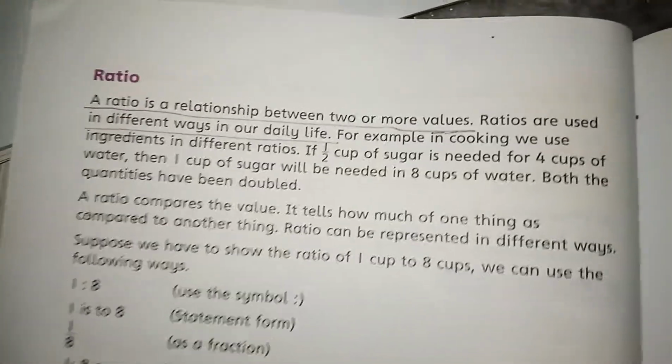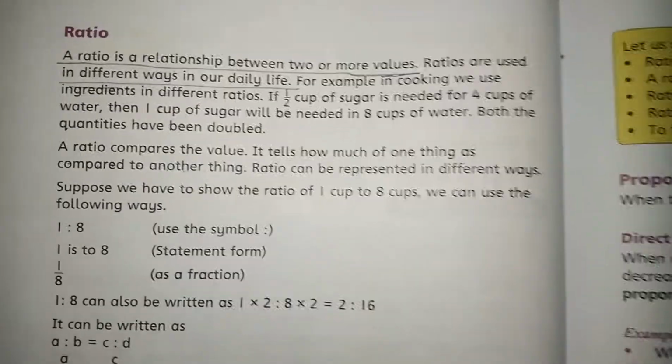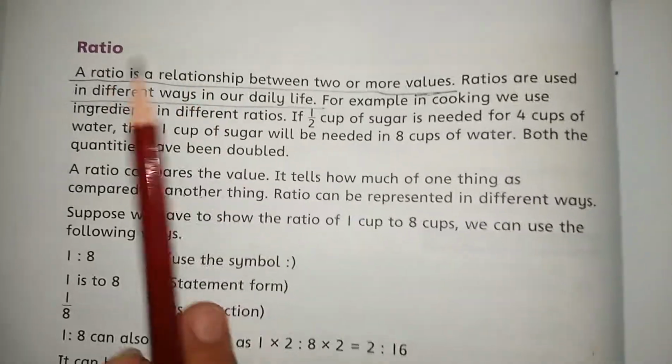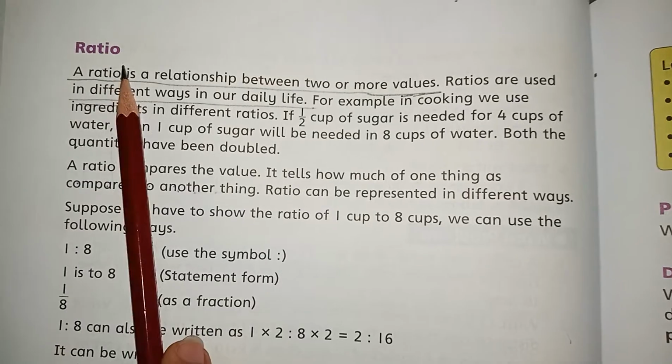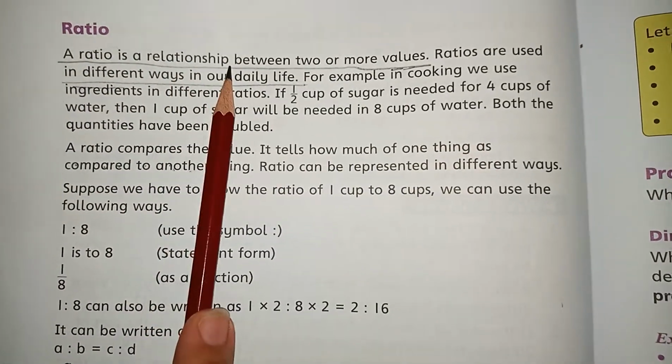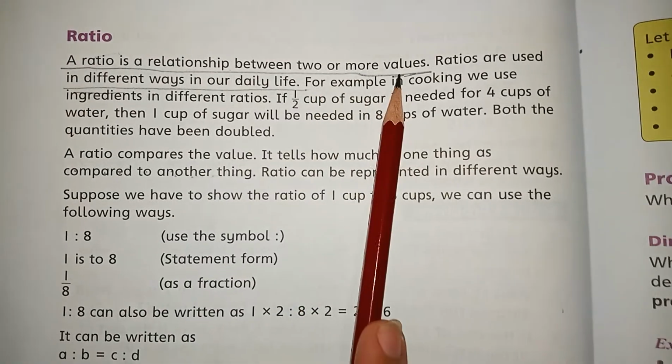Bismillahirrahmanirrahim. Class 5th, we are going to start our exercise 6B. Before starting that exercise, first we will read about the ratio. What is the ratio? The ratio is a relationship between two or more values.